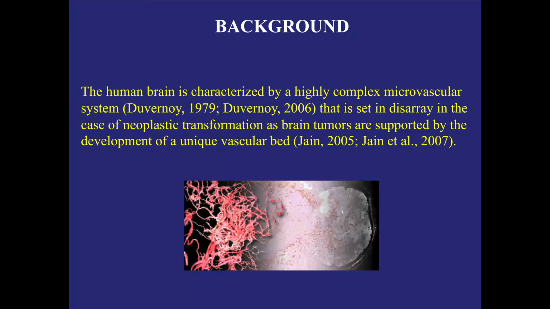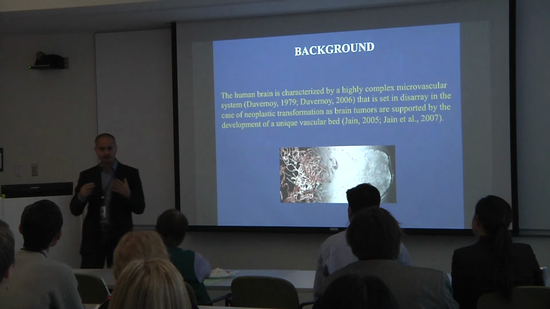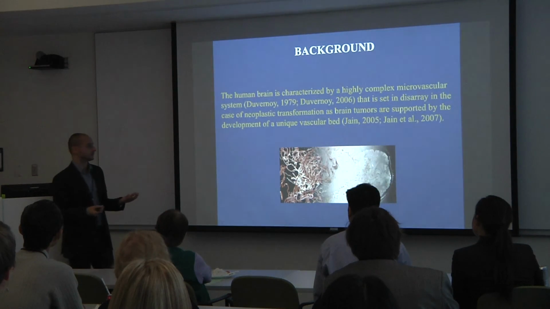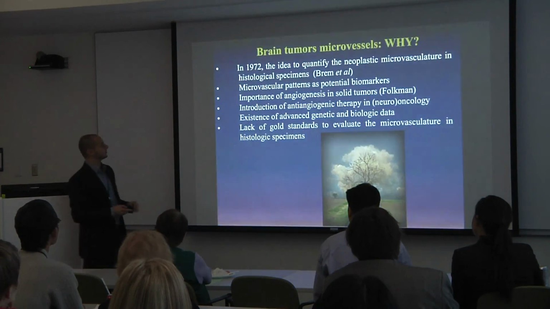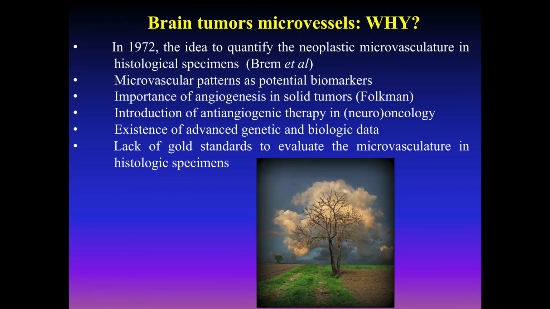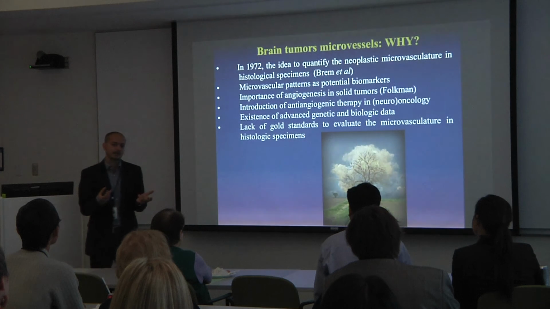So the brain has a very complex microvascular system, but this system changes when there is a tumor. It's like the tumor is a different tree. It goes there and, by means of a process called angiogenesis, creates new vessels and new patterns of vessels. This has been very well known for many years. And why the importance of the microvessels? Already in 1972, there was the idea to quantify the vessels in histological specimens of a brain tumor. There was the idea that maybe these vessels can be a morphometric biomarker, so they can help the pathologist to say what kind of tumor it is.